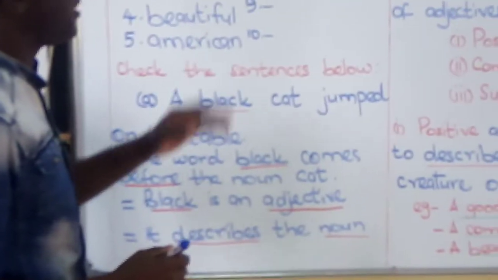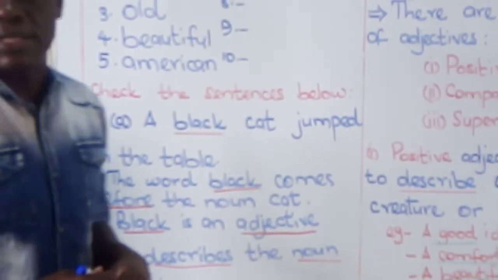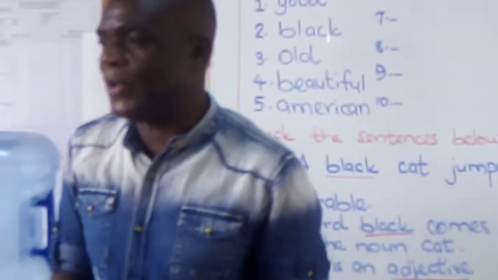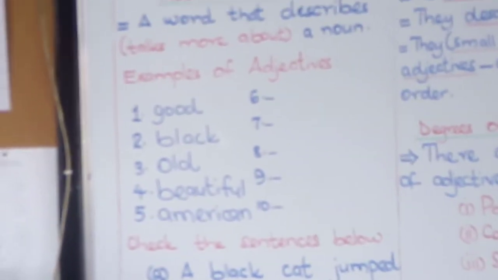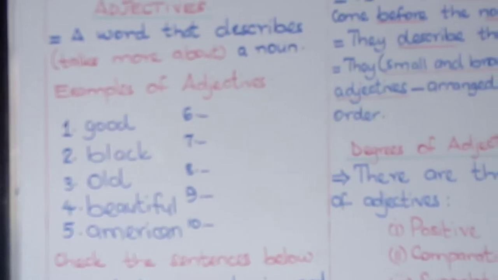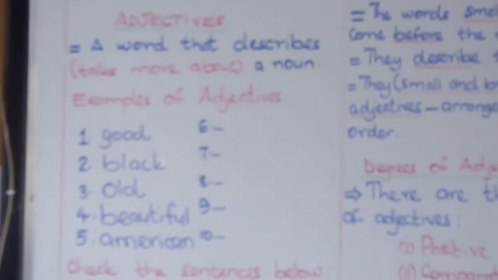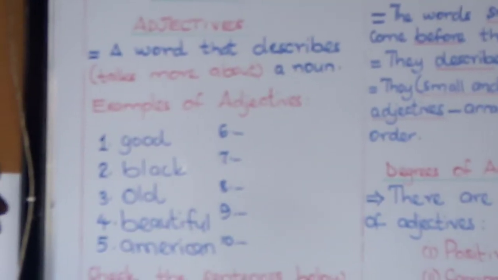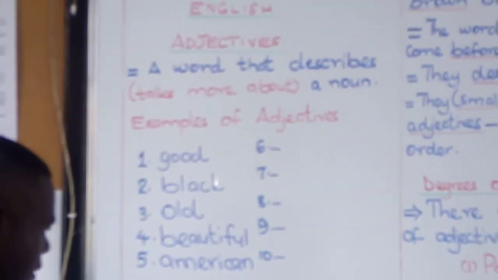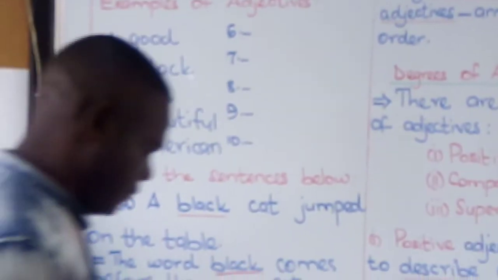Remember, an adjective is a word that comes before a noun. A word that comes before a noun, that's an adjective.